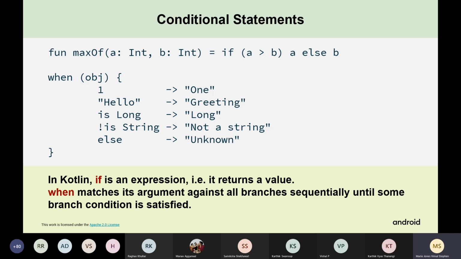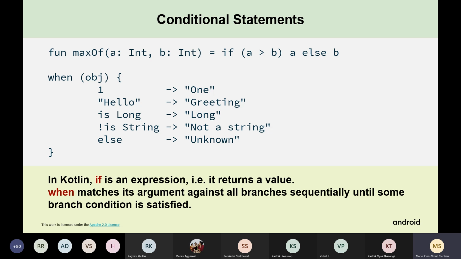Like I told, if in Kotlin is an expression, it returns a value. So usually, in C++ or Java, you would have written if a is greater than b, return a, and else return b. But it's not required in Kotlin, as we know that if is going to return a value. So you just write a, else b. That's it. And let's look at when.